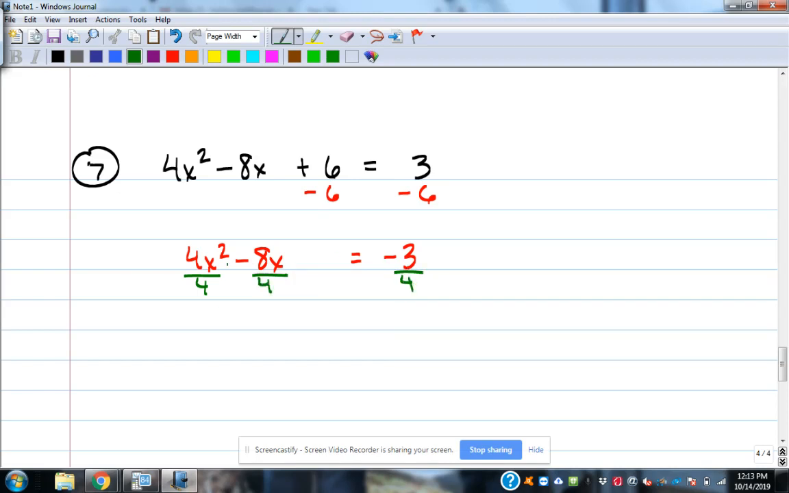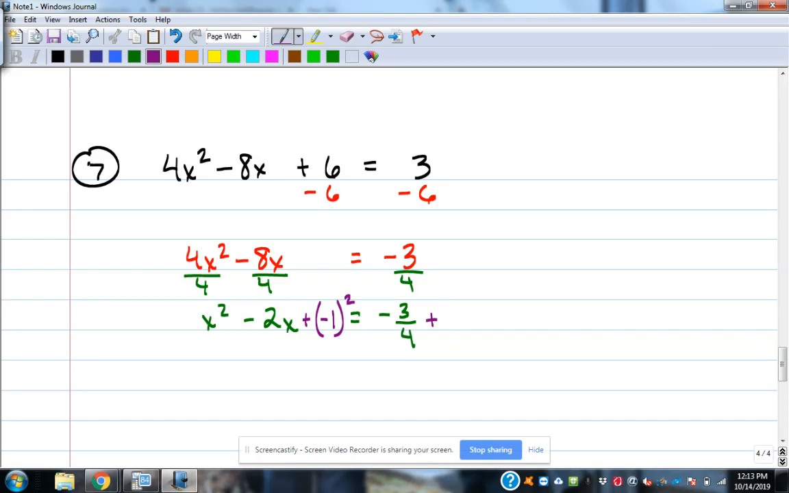We're lucky on the left side it works out nice and even there, so we get x squared minus 2x. On the right side, it doesn't go into it evenly, so leave it as a reduced fraction. Reduce it as far as it'll go, but just leave it as a fraction. Negative 3/4. Am I ready to complete the square on this? Is it set up for that? Okay, so what do we do to make it complete the square? Half of negative 2, which is negative 1, and we square that and add it to both sides.